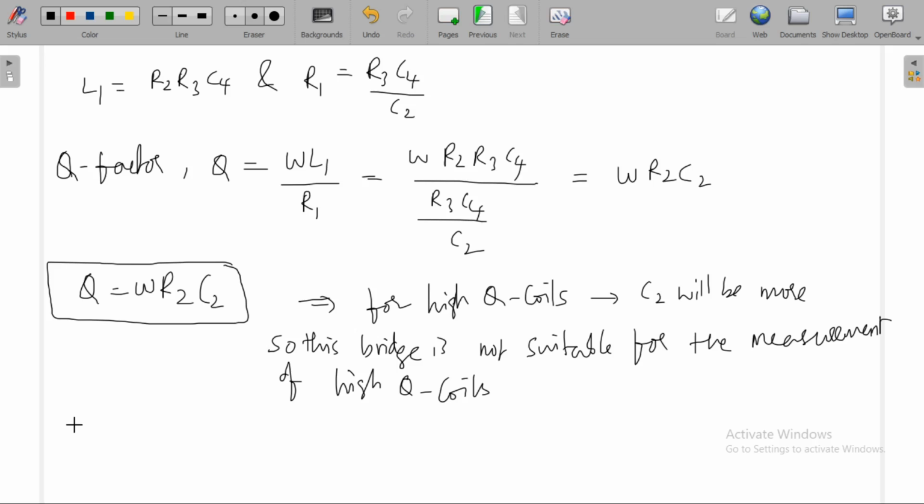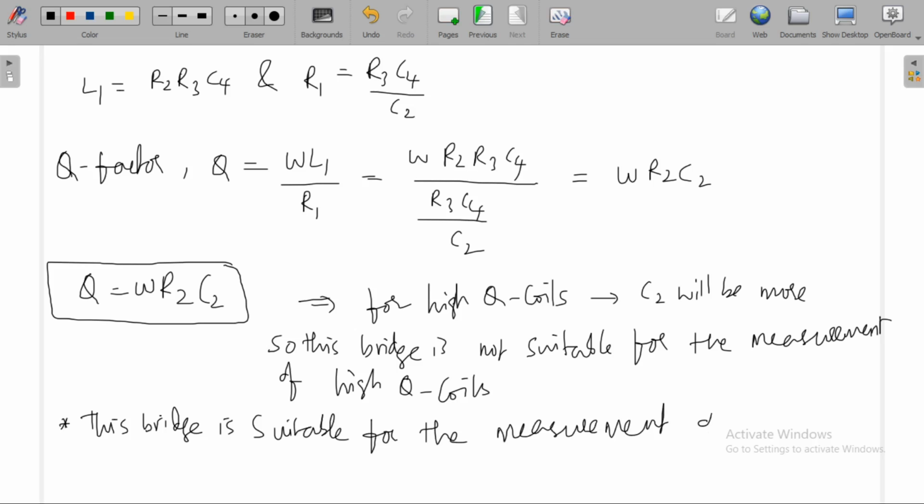This bridge is suitable for the measurement of medium Q coils, that is, 1 less than Q less than 10.